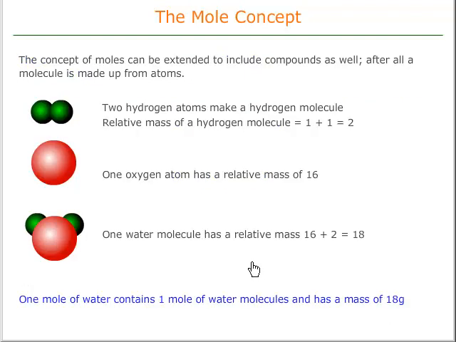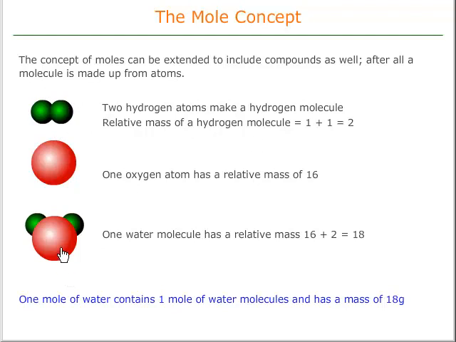We can extend the idea to include molecules, to include anything, electrons, because a mole is just a big number. Provided we know the relative mass of the species that we're dealing with, well, we know that 1 mole of that species will have that relative mass expressed in grams. Now, hydrogen atoms normally go around in pairs. In fact, they always go around in pairs as hydrogen molecules. So the relative mass of a hydrogen molecule is 1 plus 1 equals 2. So 1 mole of hydrogen molecules has a mass of 2 grams.